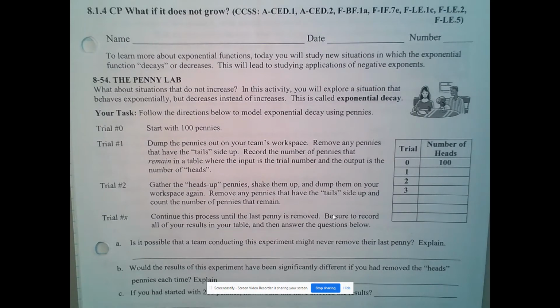All right, so the next lesson, 814, is called What If It Does Not Grow? Instead of talking about things increasing, we're talking about things that are decreasing. The first part is about decay, exponential decay instead of exponential growth. We're also going to be talking about different types of multipliers, and then we are also going to talk today about negative exponents again, which ties in a little bit.